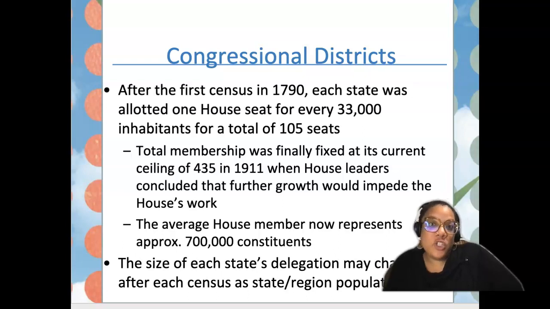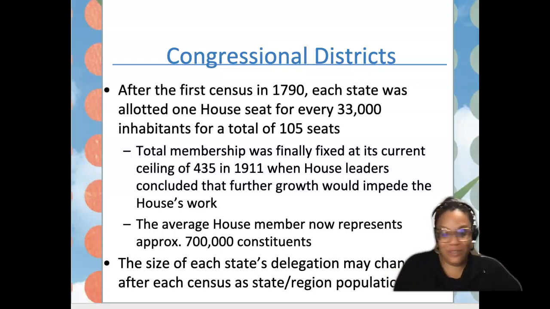All right, so congressional districts. After the first census in 1790, each state was allotted one House seat for every 33,000 inhabitants, for a total of 105 seats. Total membership was finally fixed at its current ceiling of 435 members in the House back in 1911, when House leaders concluded that further growth would impede the House's work, right? Thinking that we're trying to make something happen amongst this many people. Any additional people is really going to make this too hard to handle.